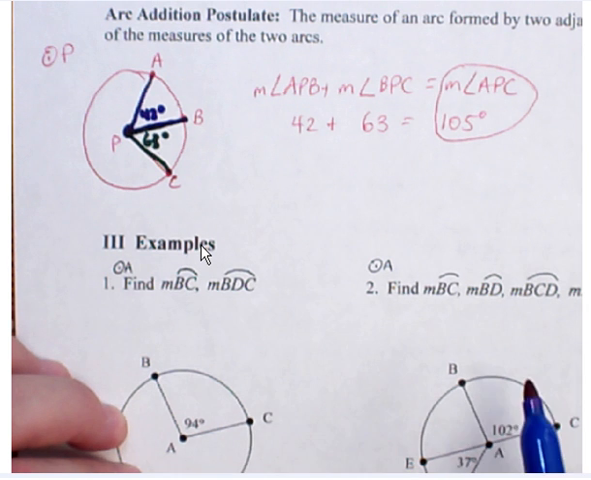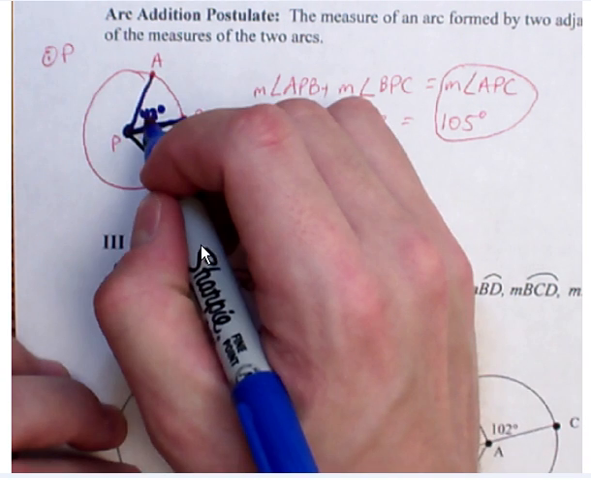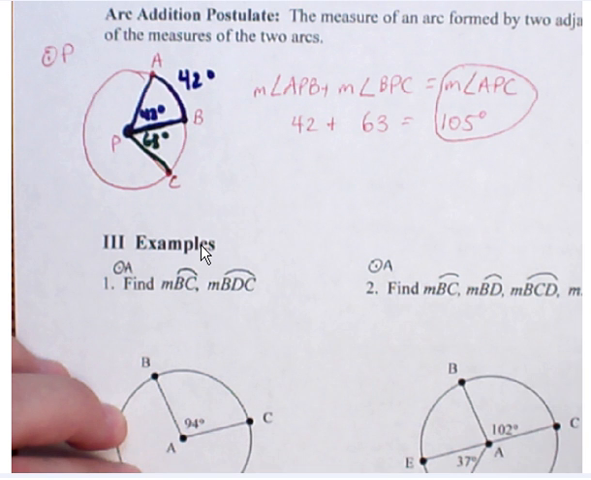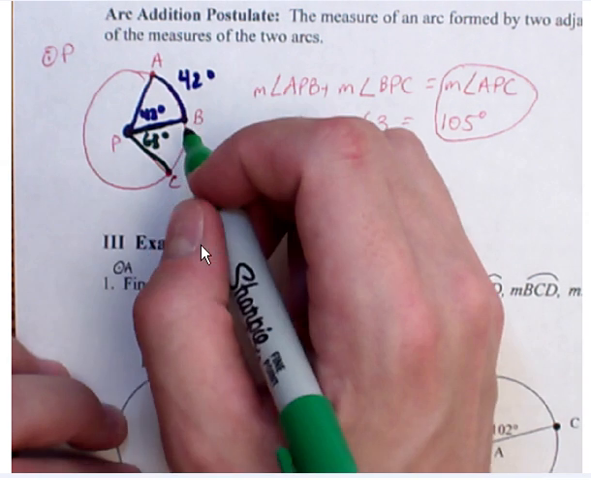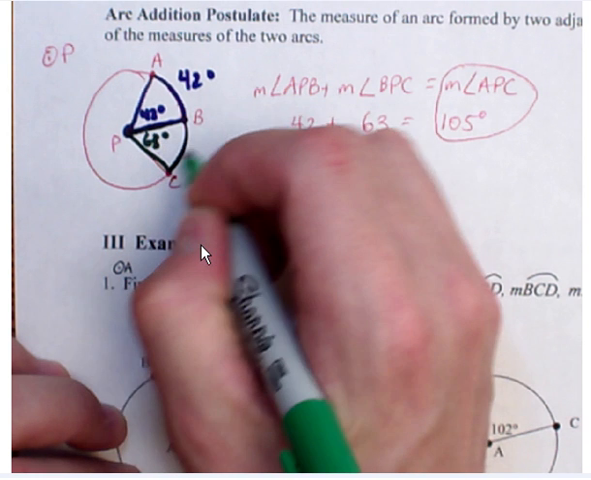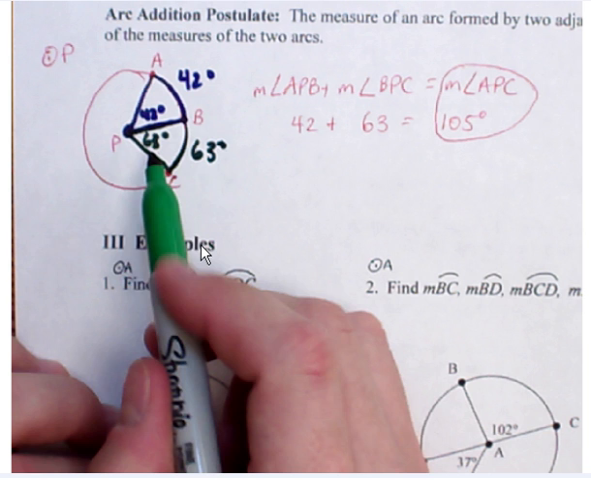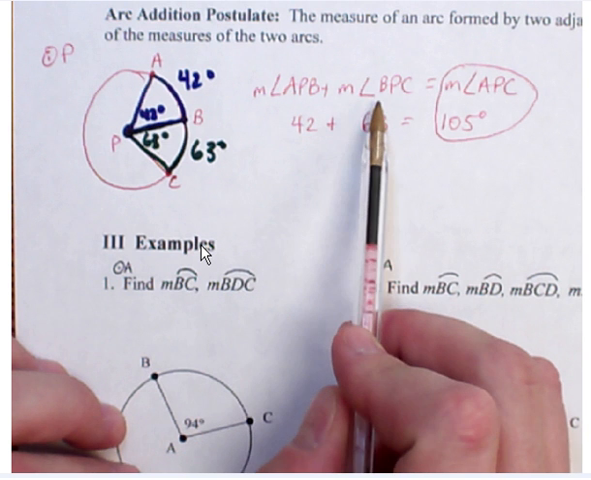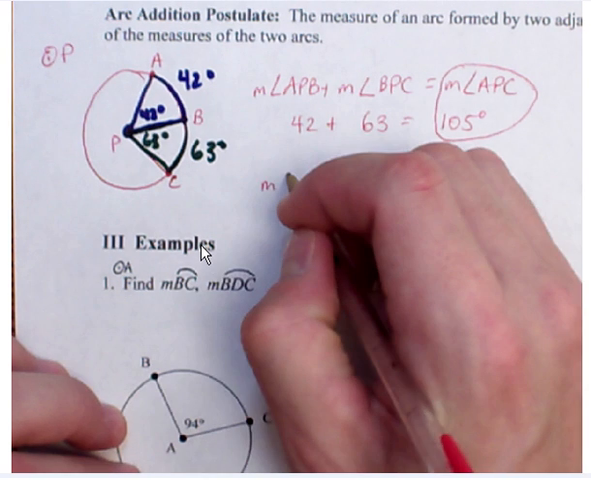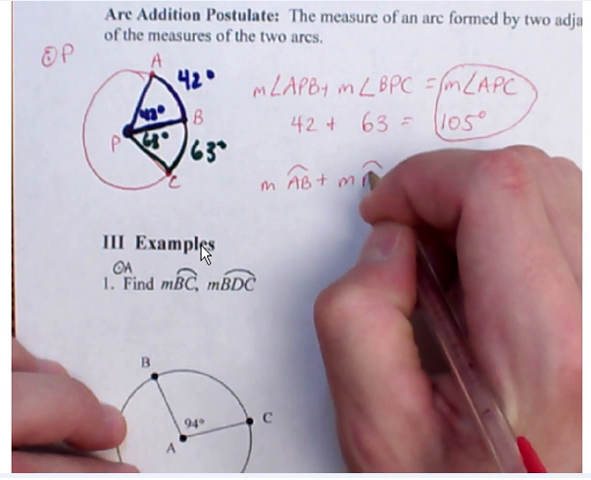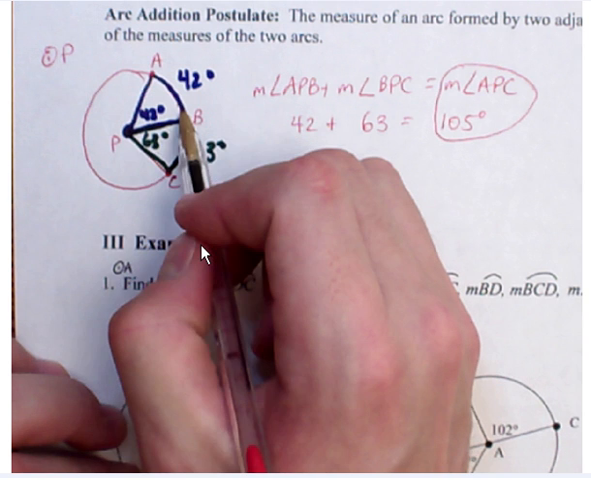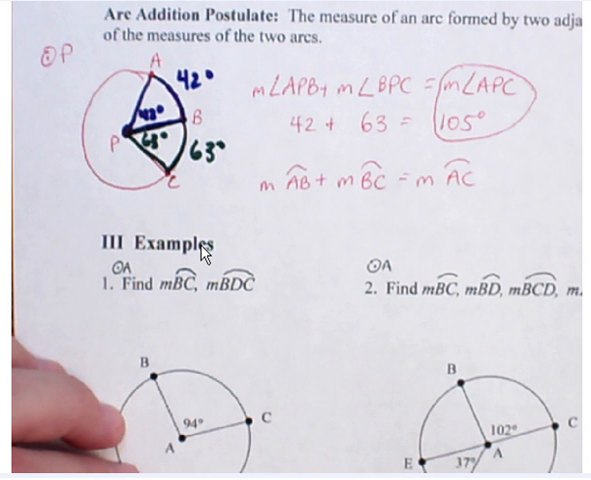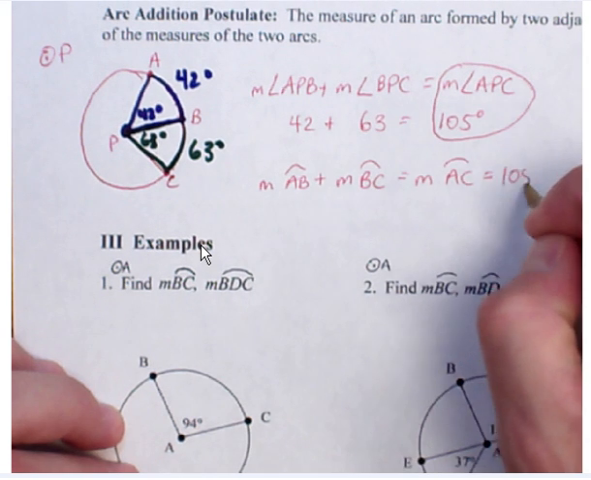But those are central angles. And we've already talked about how if the central angle is 42 degrees, then the arc measure is also 42 degrees. They're equal. The central angle is the same as the minor arc. BC is 63 degrees. The central angle is the same as the arc. So the rule that we have for angles also applies to arc measure. You can say the measure of arc AB plus the measure of arc BC. If you add these two smaller arcs, it has to give you the big arc, which is AC. So the measure of arc AC is also 105 degrees.